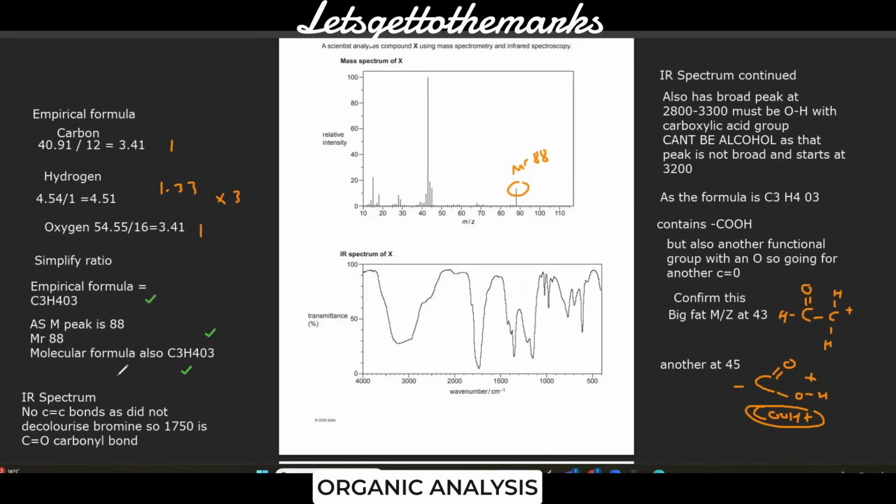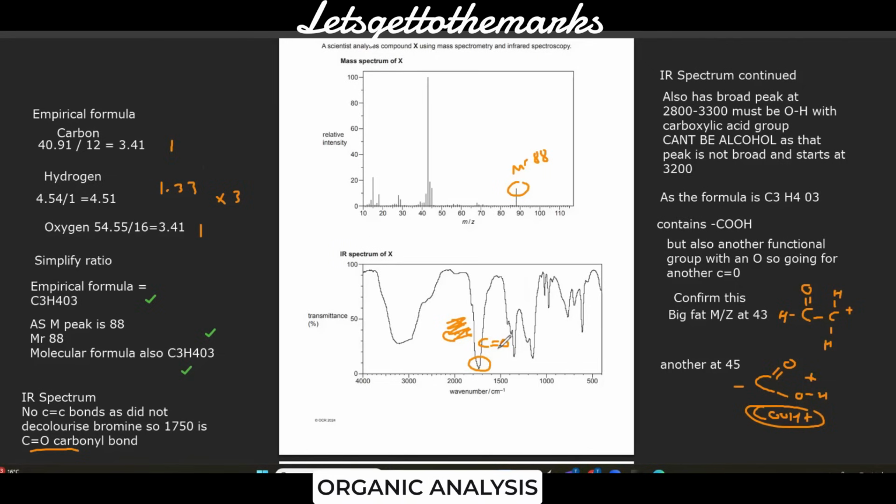We saw that because it told us earlier there were no carbon-carbon double bonds, which would be about 1680 or something like that, because it didn't decolorize bromine. This can't be a C=C at 1680, so it's not that. In fact, the only option is at 1750 or so, the carbonyl group. So we know it contains a carbonyl bond.